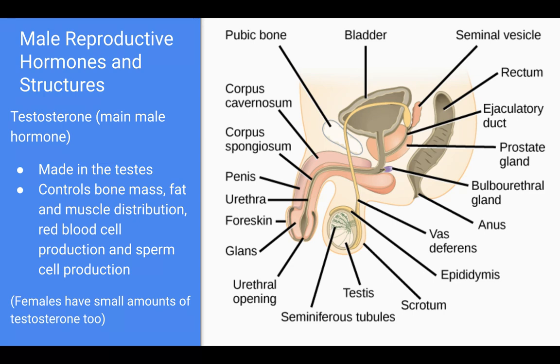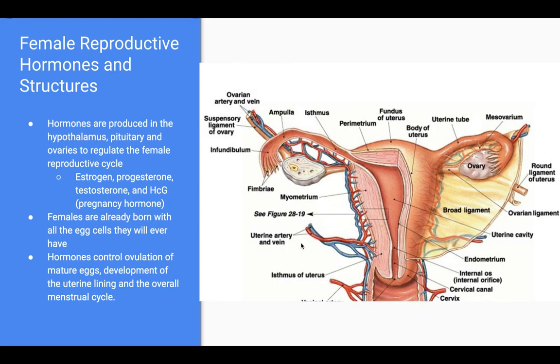Fat and muscle distribution is controlled by testosterone. And then the reproductive part of testosterone is to produce sperm cells, which are in the testes here. All right, so you just need to know the location of the testes.